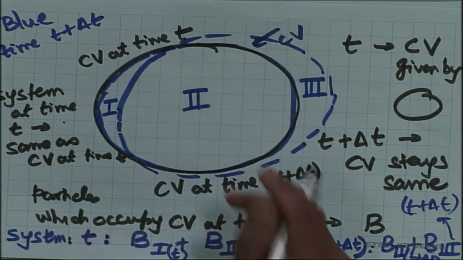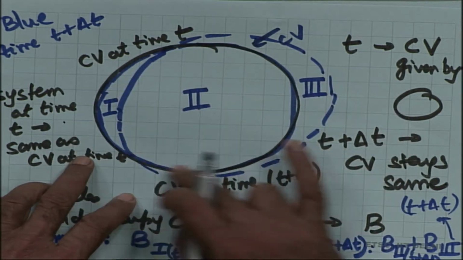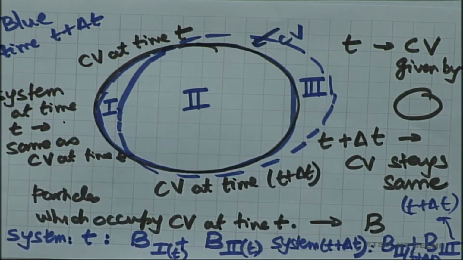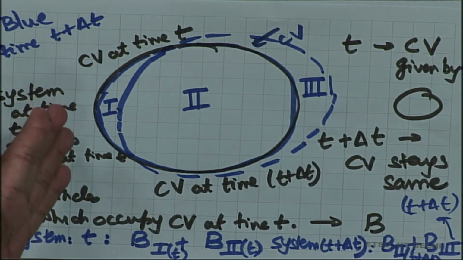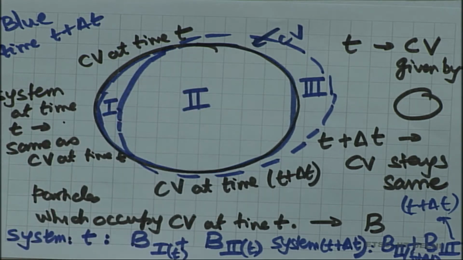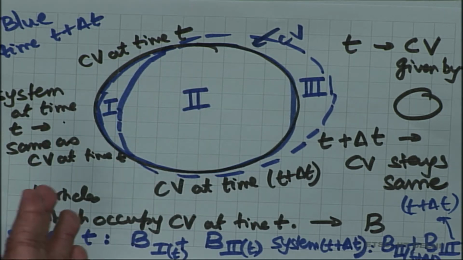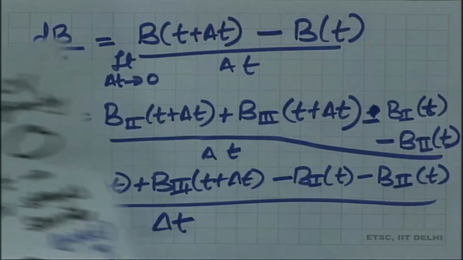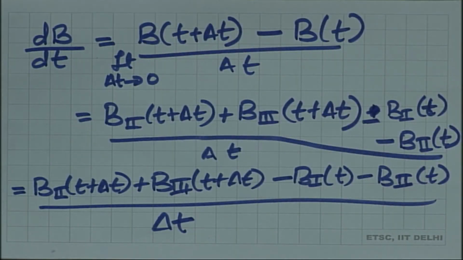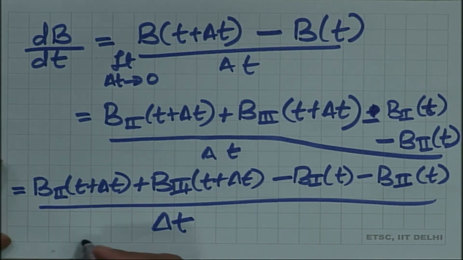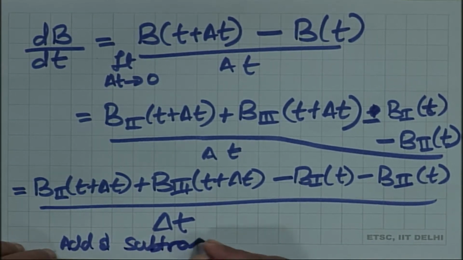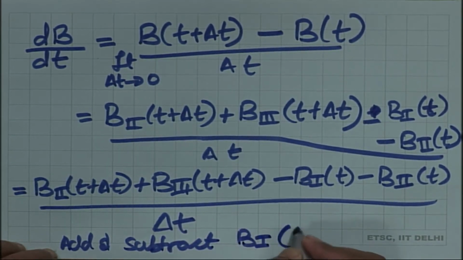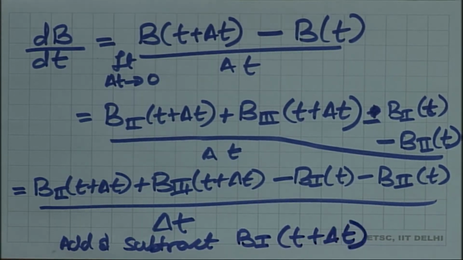So, partial B by partial t in the control volume consists of this black circle. So, that will be equal to B1 at time t plus delta t plus B2 at time t plus delta t minus B1 at t minus B2 at t. So, to get this into the picture, what I do is, on this side I add and subtract B1 at t plus delta t. I add and subtract this quantity.